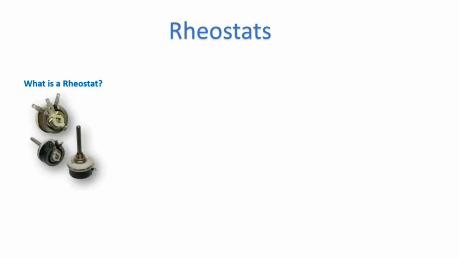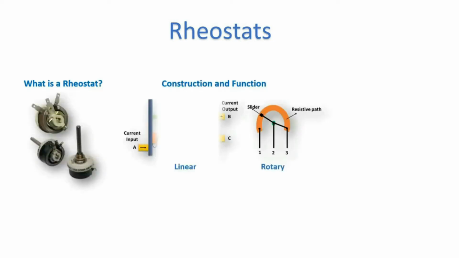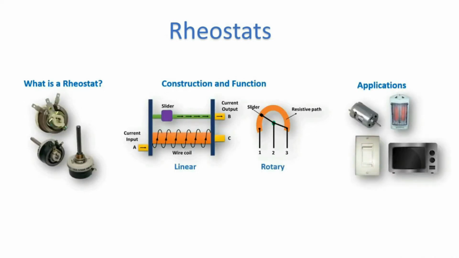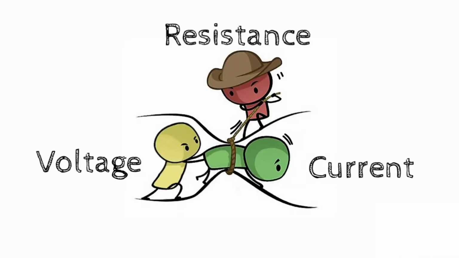Hello. Today we will be explaining what a rheostat is, how it's constructed, how it works, and finally, its different applications. If you have a basic understanding of electronics, you would already know that a resistor opposes the flow of current in an electrical circuit.